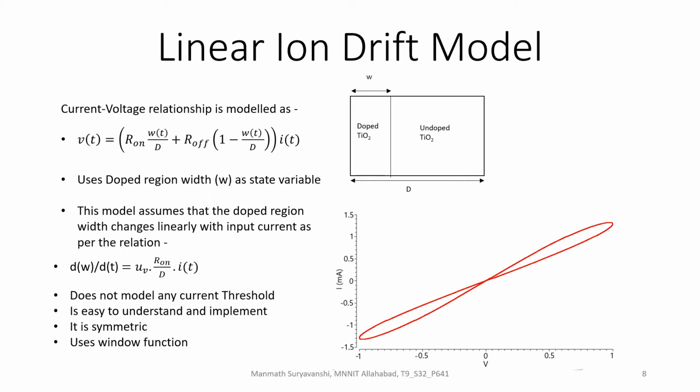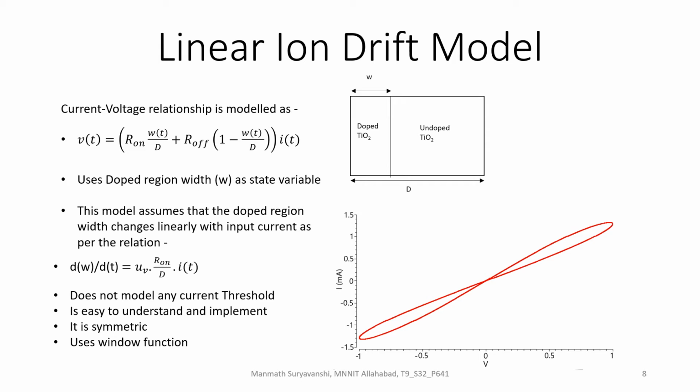The linear ion drift model is the first model that was proposed by HP Labs in 2008 after they successfully fabricated the memristor for the first time. The concept of this model can be understood with the help of this simple diagram. Here, D is the physical length of the memristor and W represents the doped region width. The doped region has a lower resistance than the undoped region. Depending on the direction of current flowing through the device, this width of the doped region grows or shrinks, changing the overall net resistance of the memristor.